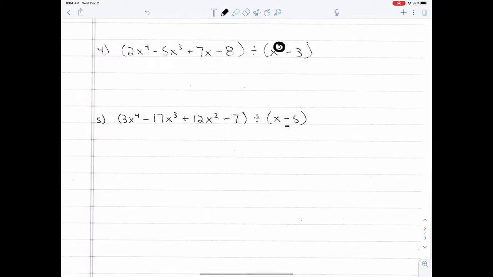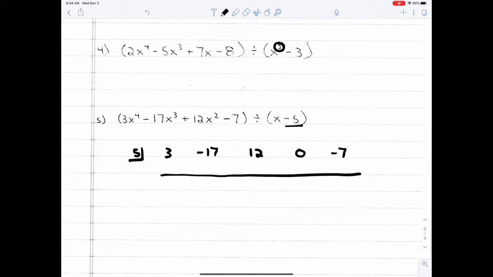Again, we're going to take the opposite of this number. And then we've got 3x to the 4th minus 17x cubed plus 12x squared plus 0x, because we're missing the x term here, and then minus 7. Okay. Now, what do we do? Add, then multiply. Add, then multiply. So 3 and nothing gives us 3. 5 times 3 is 15.